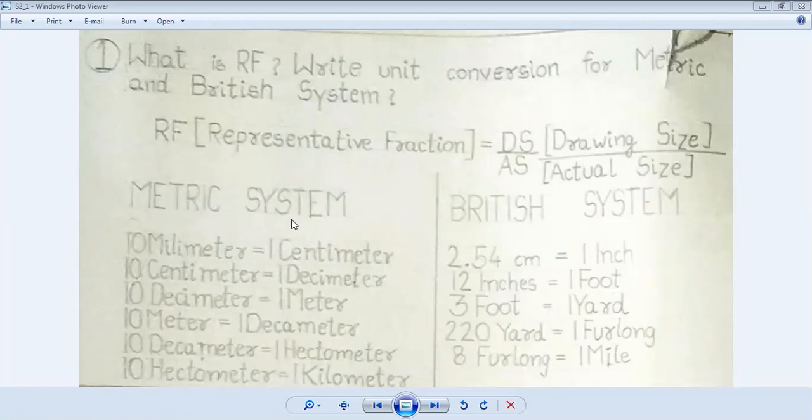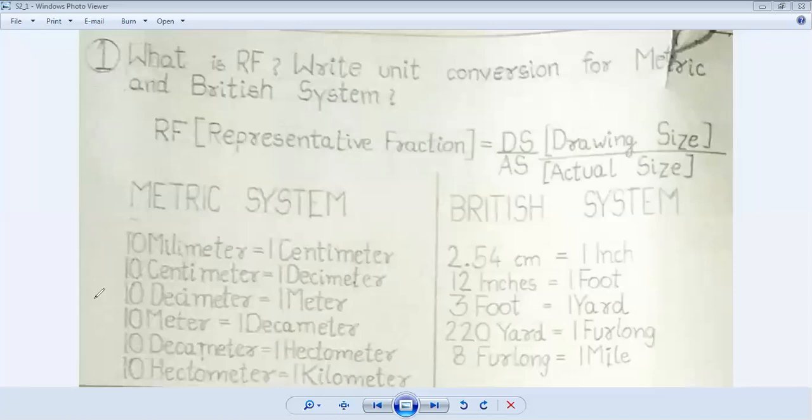In the metric system, the smallest unit is the millimeter. From millimeter we will go up to kilometer. So 10 millimeter is equal to 1 centimeter. That is very well known to us. But the second one, 10 centimeter is 1 decimeter, is at times unknown. That goes out of our mind at times.